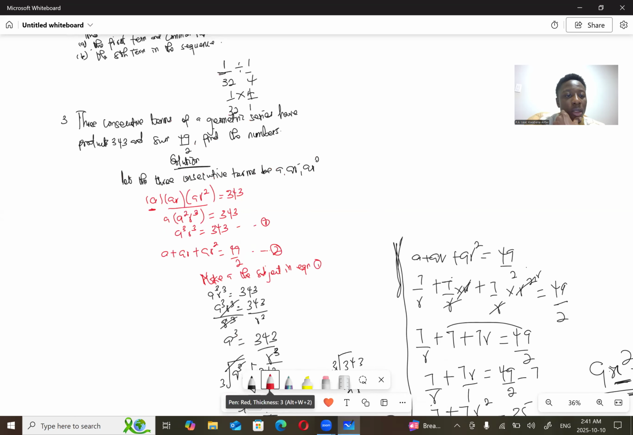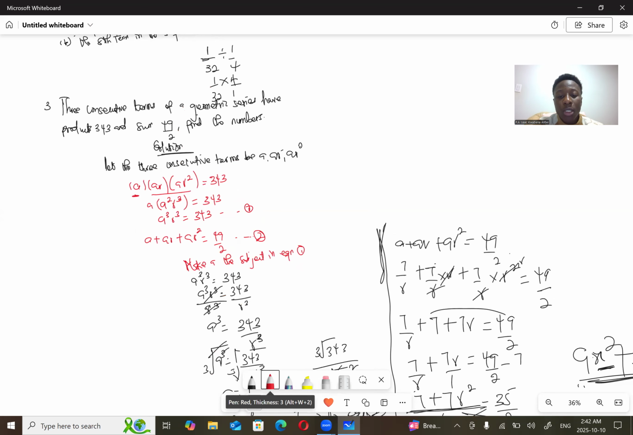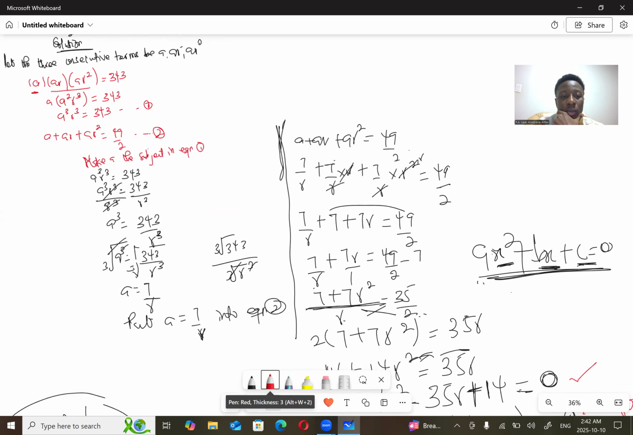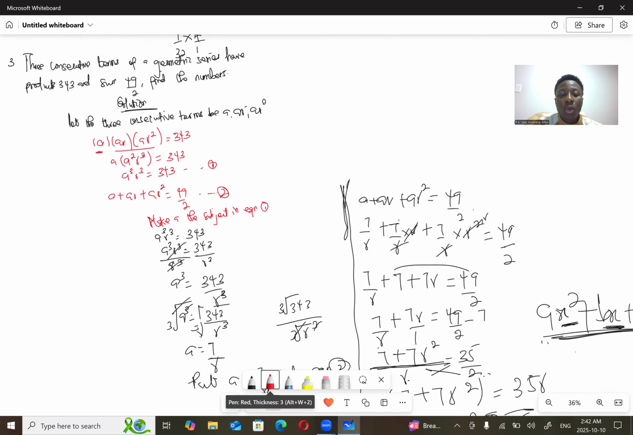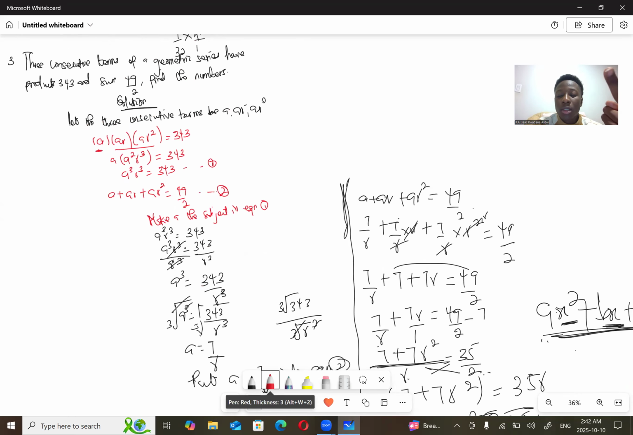It reads: three consecutive terms of a geometric series have product 343 and sum 49/2. Find the numbers. We went through it to a certain point. We identified the consecutive terms, and through that we could establish two equations based on the question statement.